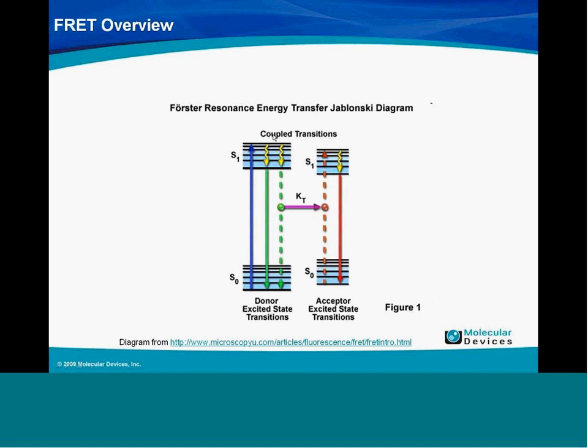Another potential path by which the energy can be degraded back down to ground state is to pass that energy on to an acceptor and excite the acceptor, and then the acceptor can give off a photon and return back down to ground state. And this is the concept of what resonant energy transfer is all about.